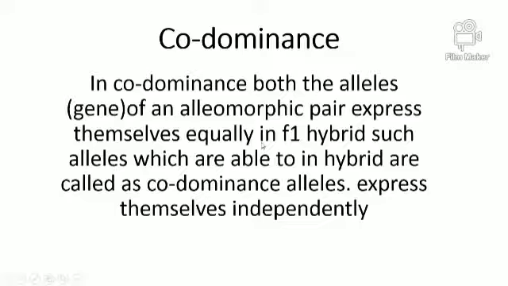Then after incomplete dominance, the next one is codominance. In codominance, both the alleles or genes of an allelomorphic pair express themselves equally in the F1 hybrid. Such alleles that appear together in the hybrid are called codominant alleles. Both alleles of an allelomorphic pair are expressed. So here both are dominant, and no one is recessive. Both characters appear in the F1 hybrid, so they are codominant characters.